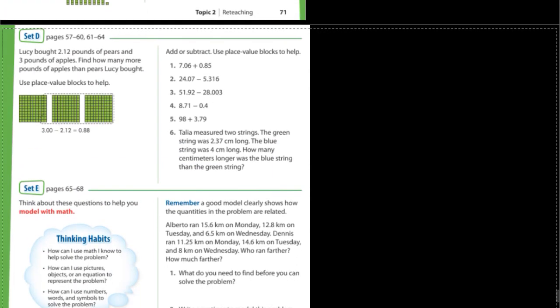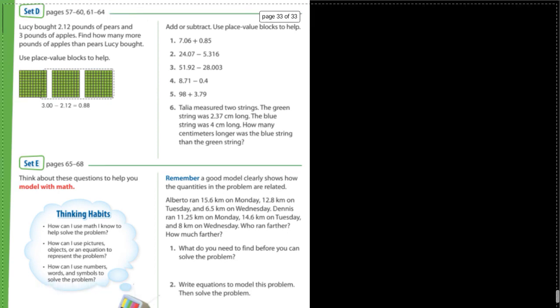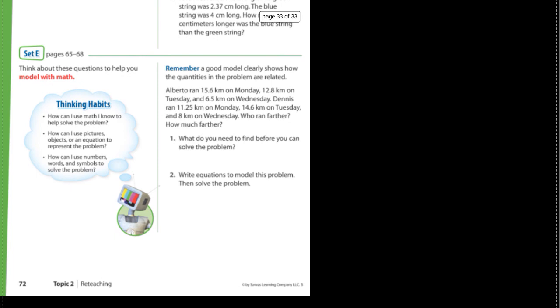Set D, again, here's the page numbers if you're not sure how to do it. And then finally, that's the example right here. They all give you examples. And then it says add or subtract, use place value blocks to help. Again, add or subtract, and if you want to use place value blocks, go for it. If you don't want to, that's fine. I'm just looking for the answers. And then finally, set E, let me take a look at that.